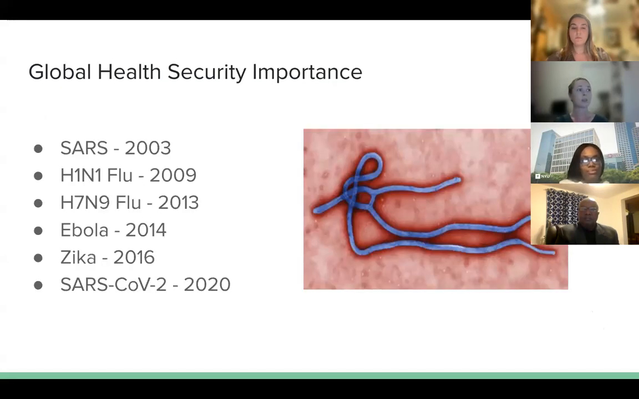To highlight some of the importance of global health security, I'm going to look at some past outbreaks that put the current healthcare systems to the test. I'm not going to go through all of the examples here on screen, but I'm going to highlight some of the pivotal ones. The first SARS epidemic in 2003, SARS being severe acute respiratory syndrome, infected approximately 8,000 people and killed 777 in a total of 29 countries.